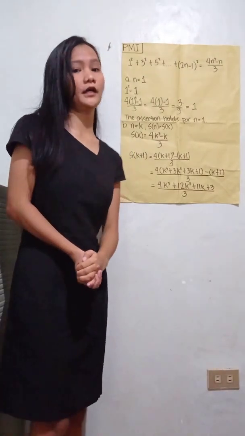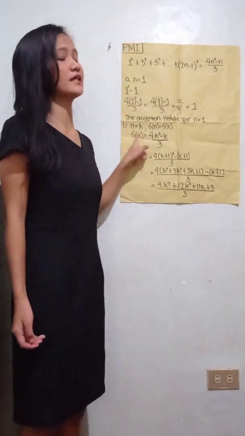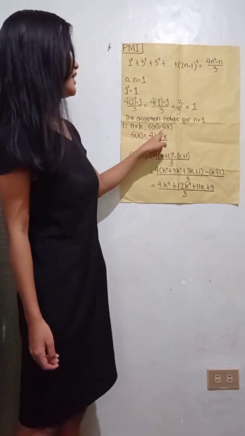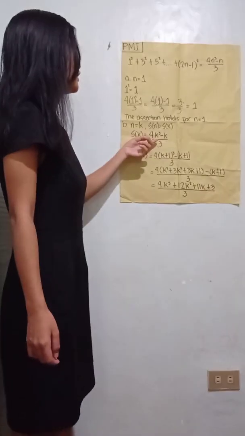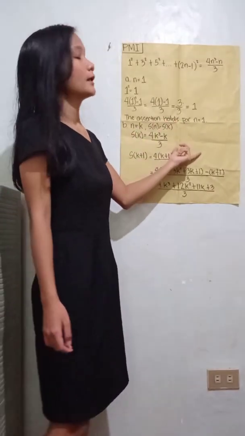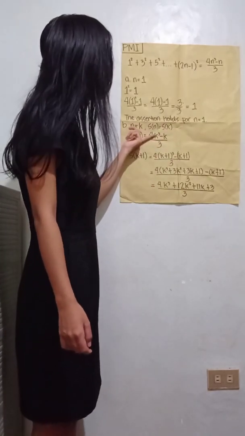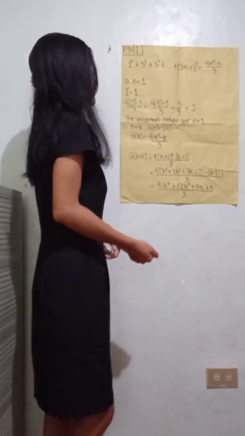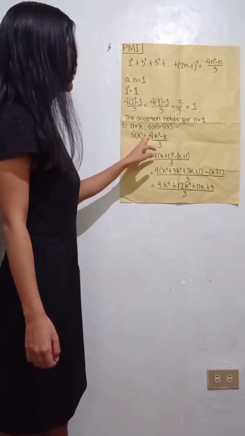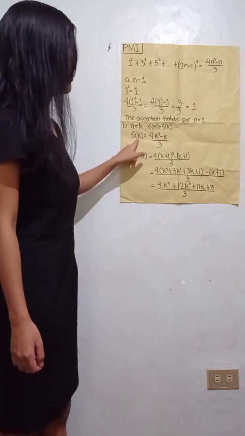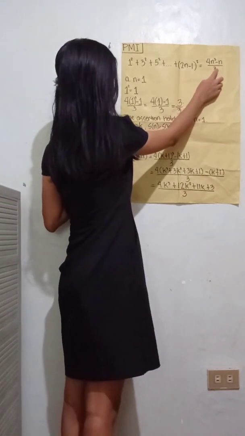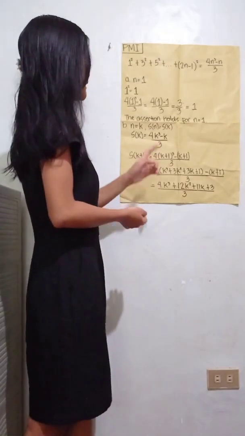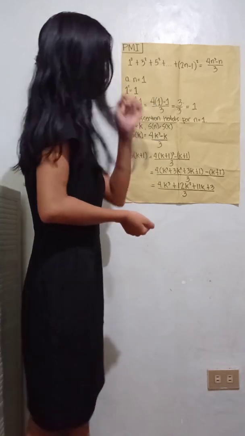Now for the second part, we will have n equal to k, and therefore the sum of n is also equal to the sum of k. In this part we will be testing if our formula would still hold if n is equal to k plus 1. So here, substituting n with k, the sum of k is equal to (4k cubed minus k) all over 3.